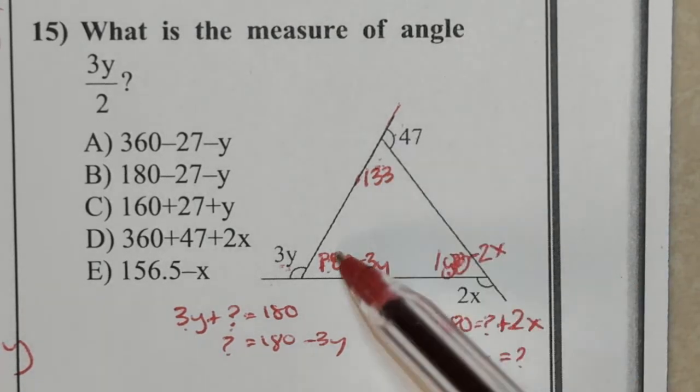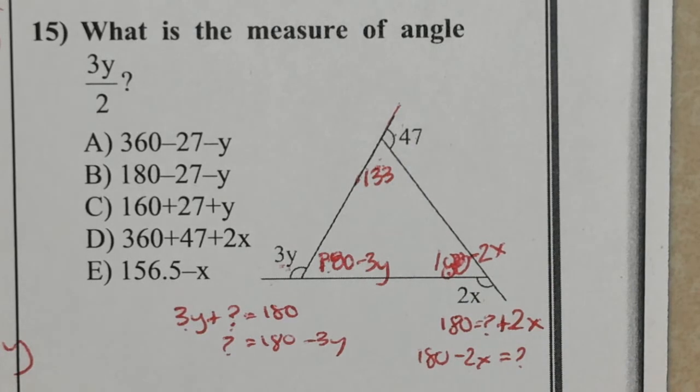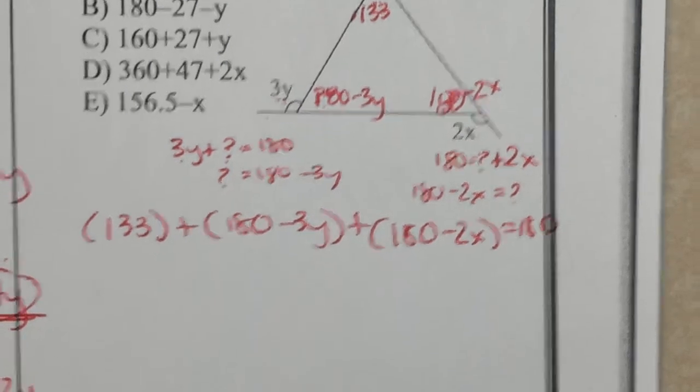Now remember, the interior angles of a triangle add up to 180. So 133 plus 180 minus 3y plus 180 subtract 2x has to equal 180. I'll move this up so you can continue to watch me solve this here.